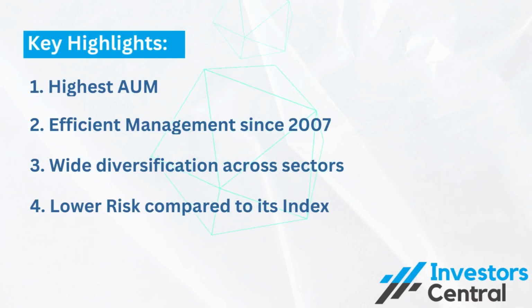Coming to the key highlights of the fund. This fund has the highest AUM in India, followed by Parag Parikh FlexiCap with a very thin margin. This fund has efficient management since 2007, that is from the last 17 years, and has wide diversification by investing across sectors and holds a decent number of stocks at 69. And the fund has lower volatility than its index.